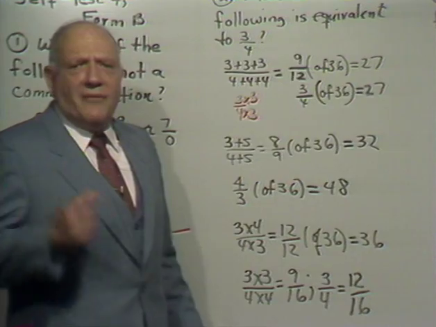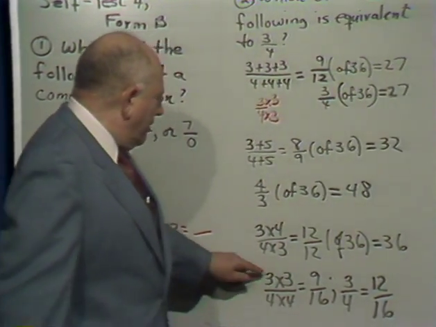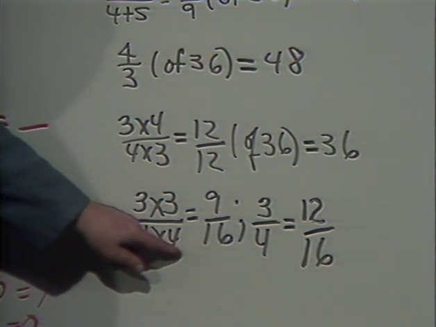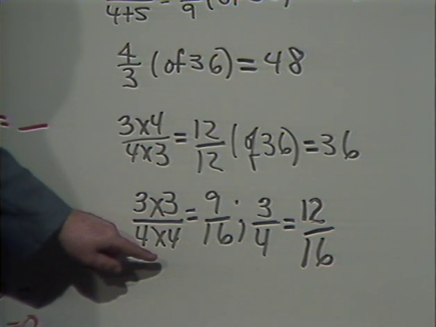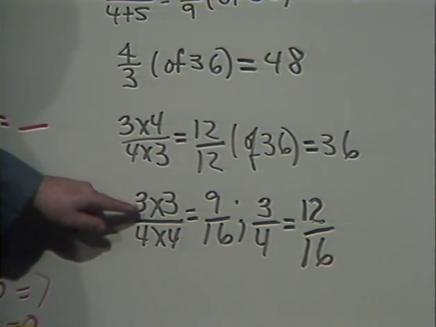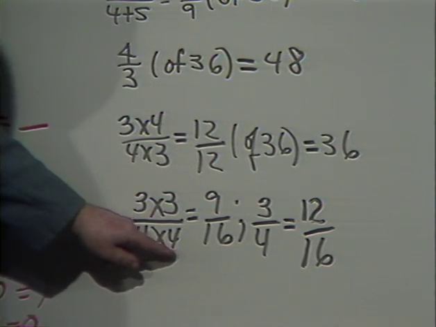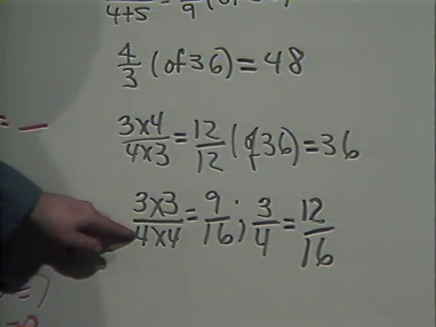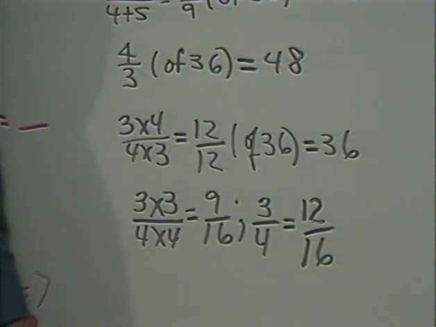And by the way, we don't have to lock into 36s. Any common multiple will do. For example, let's look at 3 times 3 over 4 times 4. Notice the difference here. It's not a plus sign, it's a times sign. Okay? See, we multiplied the top by 3, we multiplied the bottom by 4. 3 times 3 is 9. 4 times 4 is 16. Is 9/16 the same as 3/4?